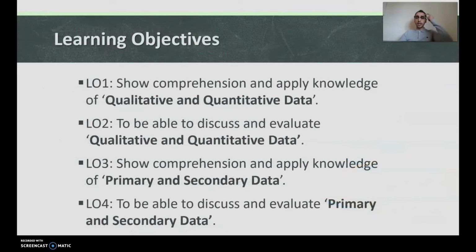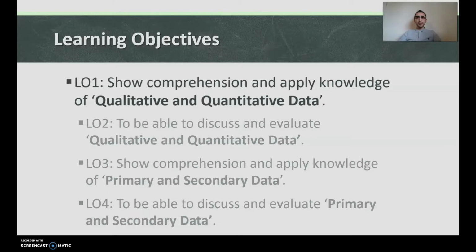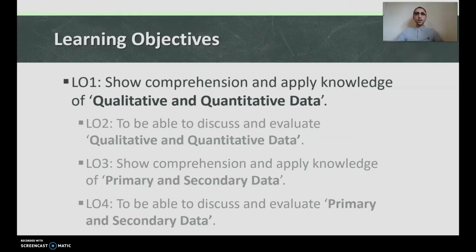So, we've got 4 learning objectives. Learning objective 1. Show comprehension and apply knowledge of qualitative and quantitative data. Evaluate, so discuss and evaluate qualitative and quantitative data. And then we're also going to look at primary and secondary data and then how to discuss and evaluate that as well. Let's get started on LO1, shall we? Show comprehension and apply knowledge of qualitative and quantitative data.